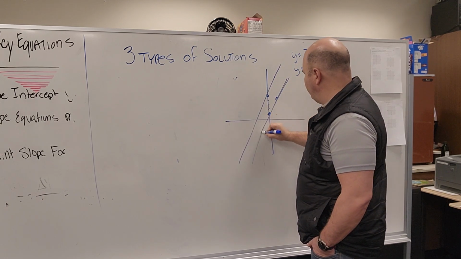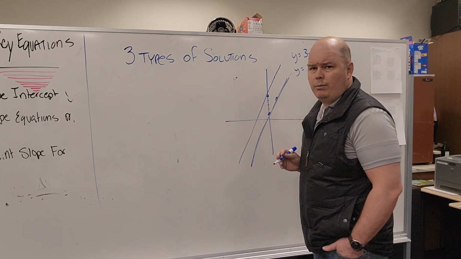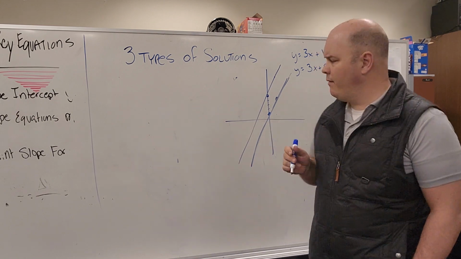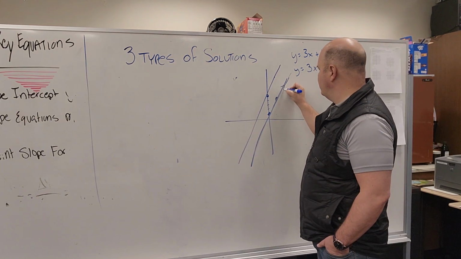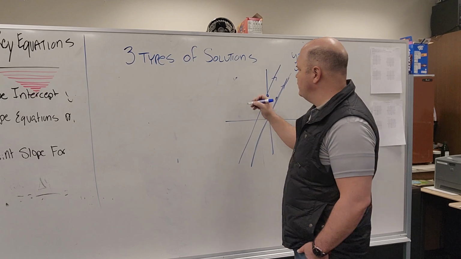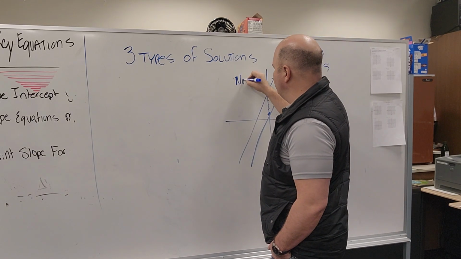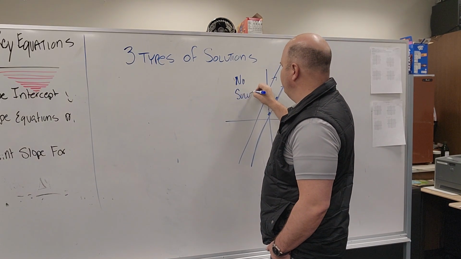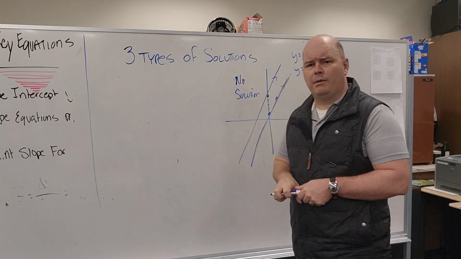Now when I look at that, even with my okay drawn graph, I can tell it's trying to show me that these lines are parallel. And if the lines are parallel, that would be a situation where we have no solution. Okay, it's the second most common of them.